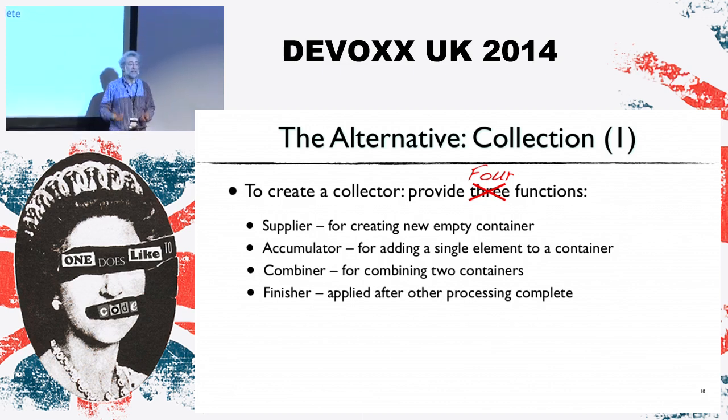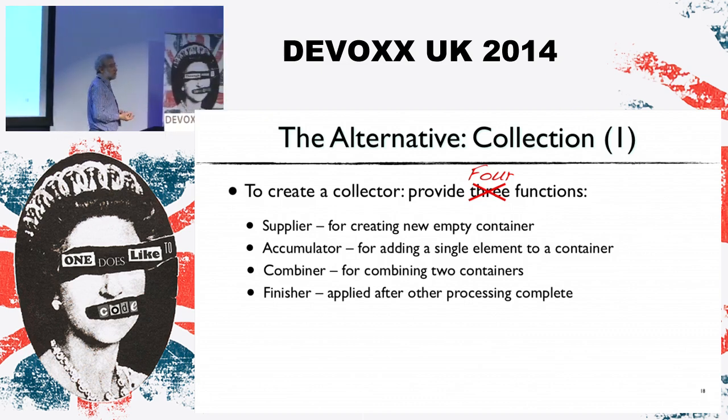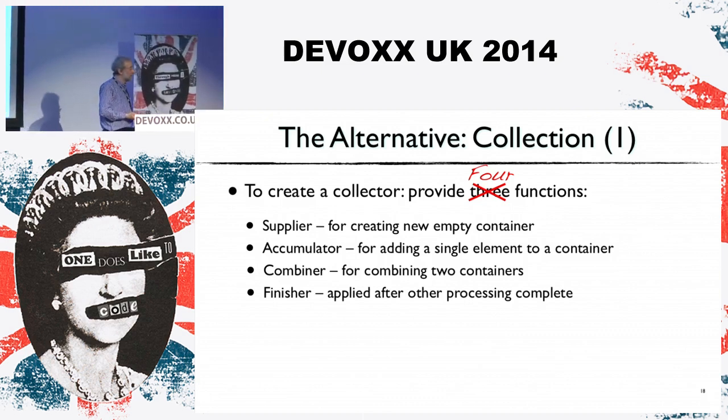I think the best example of that is the way that strings are joined. They're actually joined using a string buffer. The collector for joining strings uses a string buffer internally, but then at the last minute it calls toString to spit out an immutable object. So the fact that it's using it internally doesn't matter.